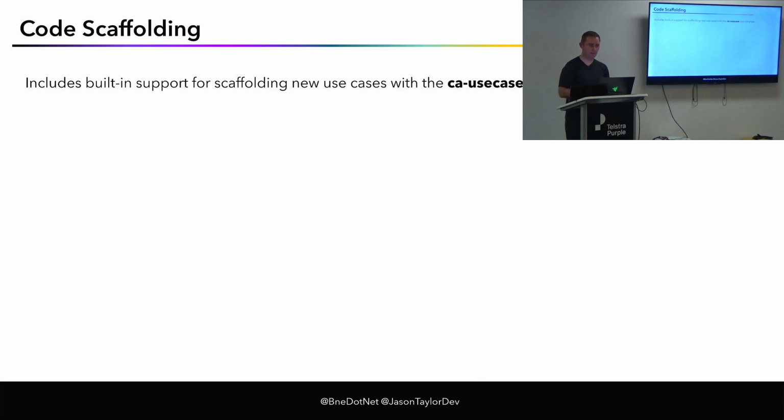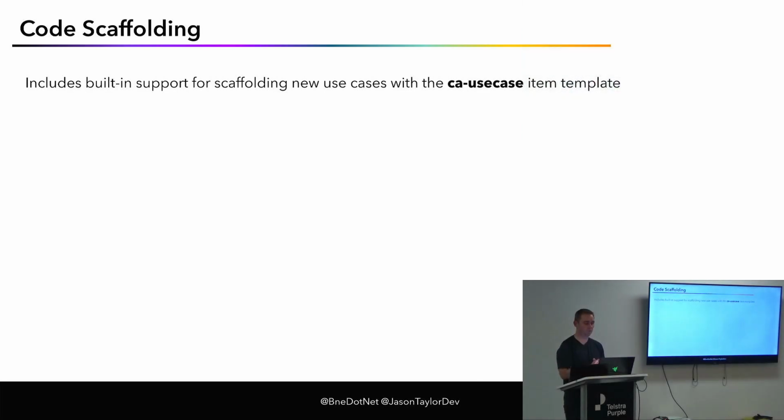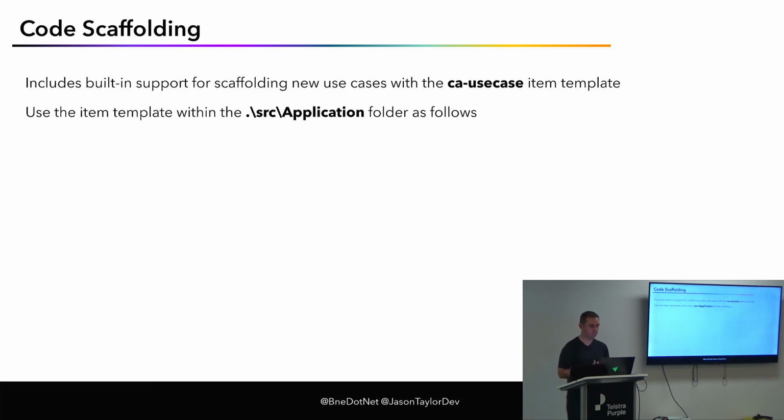All right, code scaffolding. So it includes built-in support for scaffolding new use cases as either a command or query, because the template implements CQRS. So use cases represent specific application logic, such as create customer or dispatch order. And when you use this CA use case template, you'll want to use it within the source application. That's where it's been designed to create these use cases.